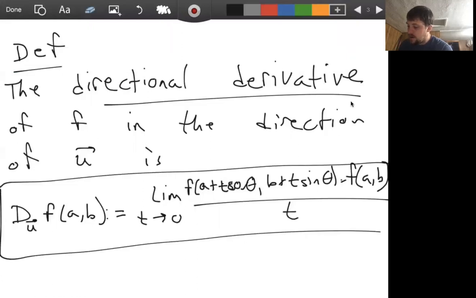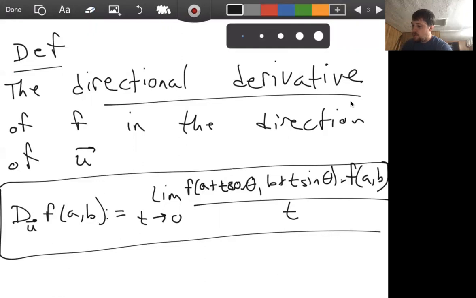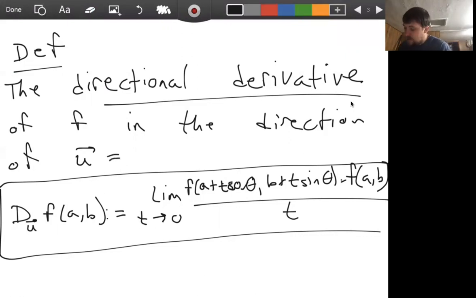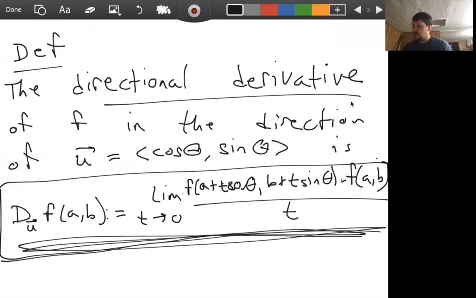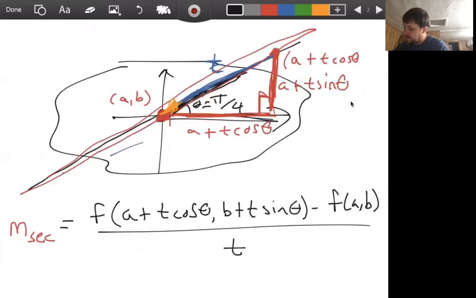And for the record here, I should be a little more precise. What is u and what does it have to do with theta here? We're looking at u to be a unit vector given by cosine theta, sine theta. Okay, so the directional derivative, or how the function is changing in a given direction, is defined to be the limit of the slope of the secant lines.